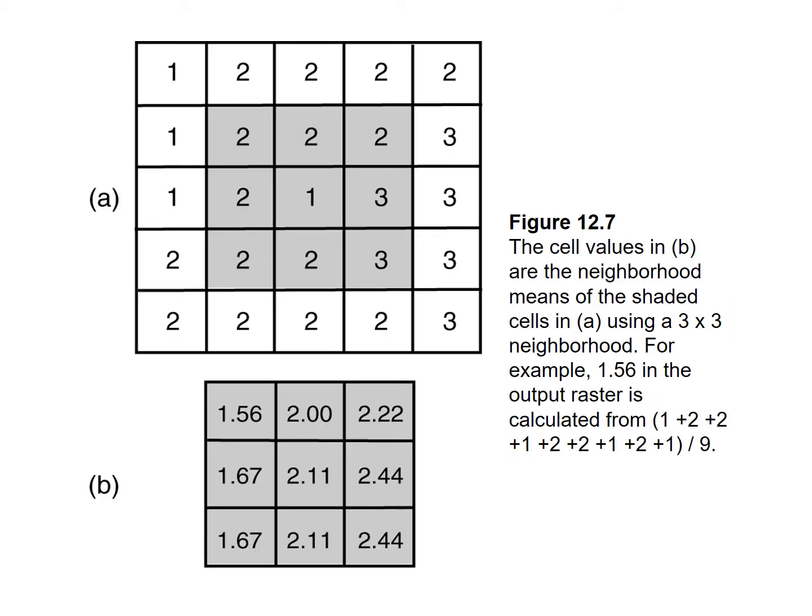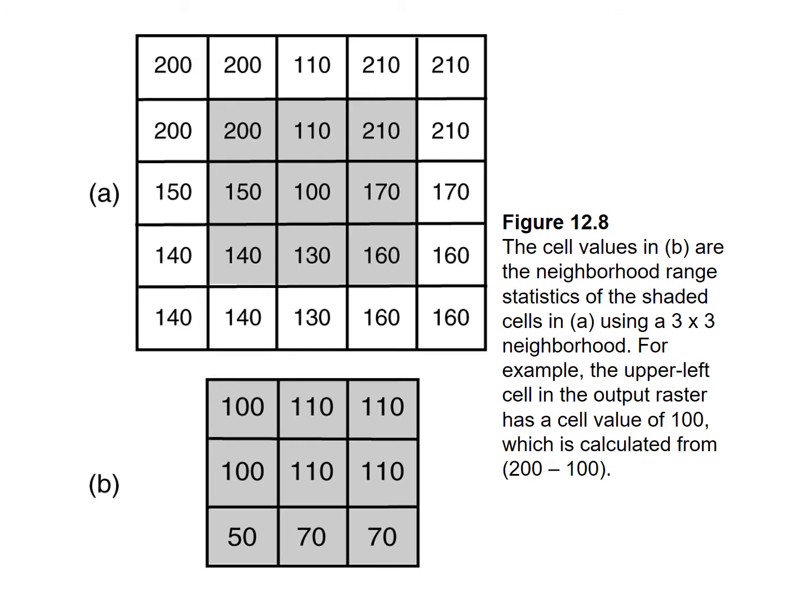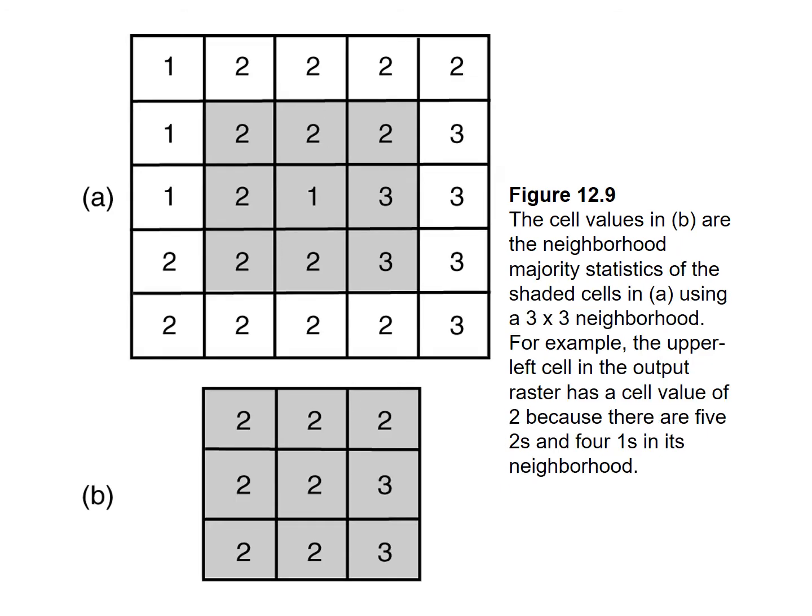And then it recalculates for each cell. For example, in box A, you take the middle cell, that's your target, and so your neighborhood is the gray area, and so if you average all those together, that center cell, which is a value of 1 in A, will be a value of 2.11 in B. Same concept here.